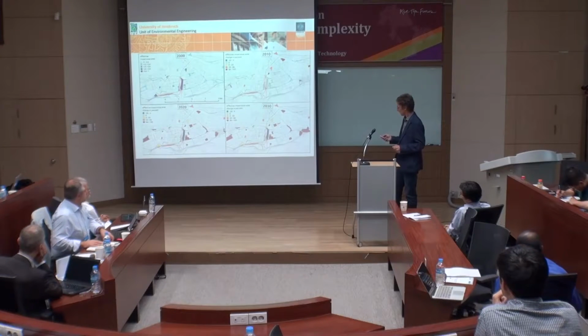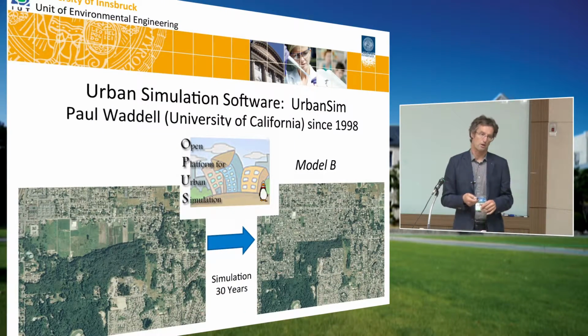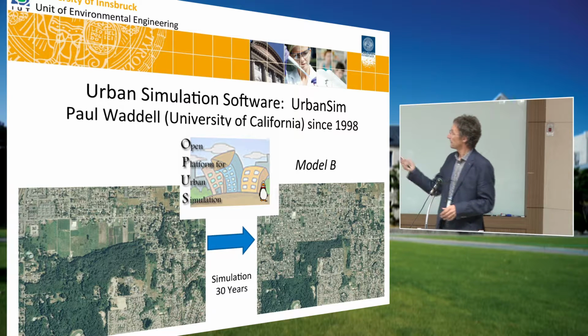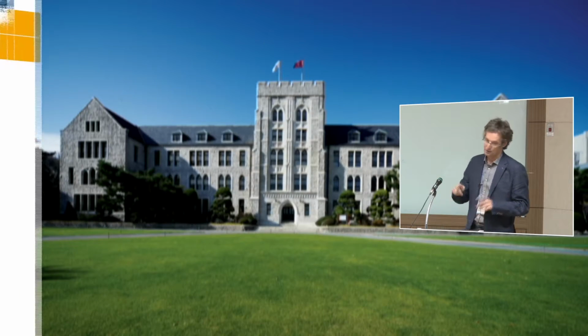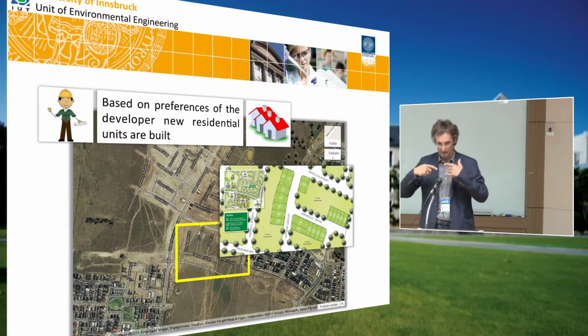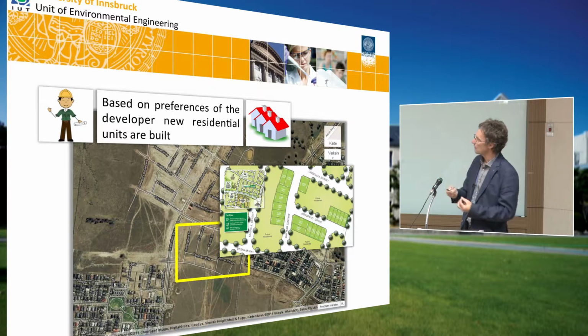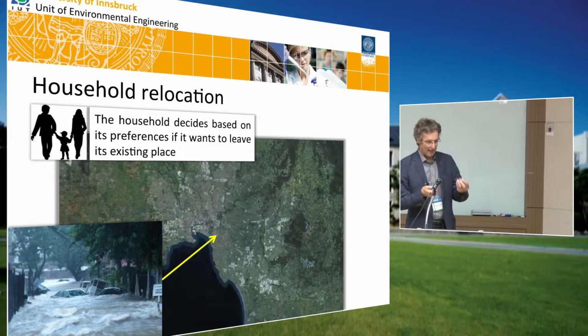The same thing you can do in more complex terms. You could use one of the state-of-the-art models for urban development, UrbanSim, which has been used in the Dance4Water project, developed at the University of California. I don't want to go into detail, but it's just the next level of complexity. It deals with stakeholders, for example developers who build new units. Then it deals with the households.